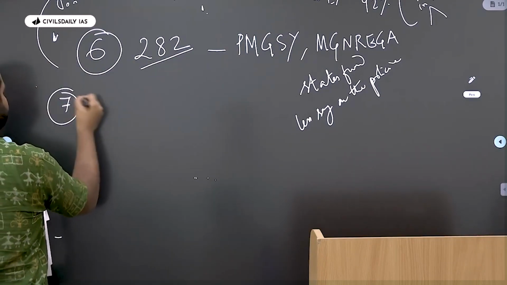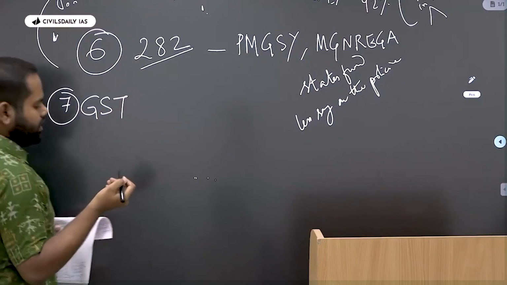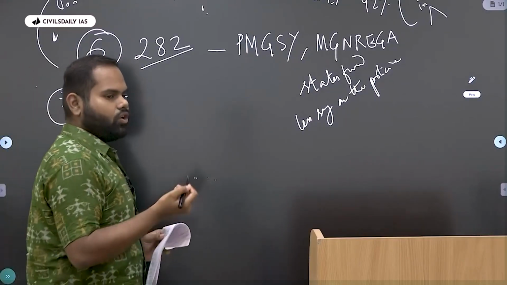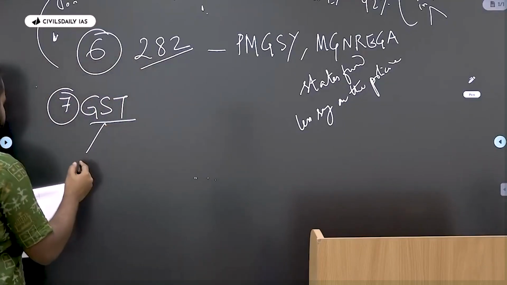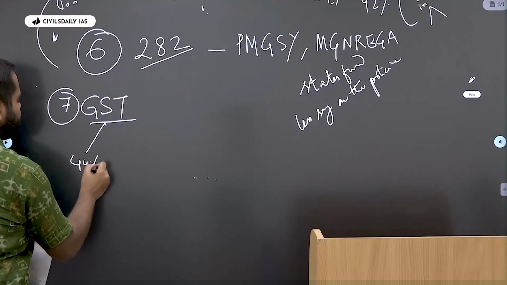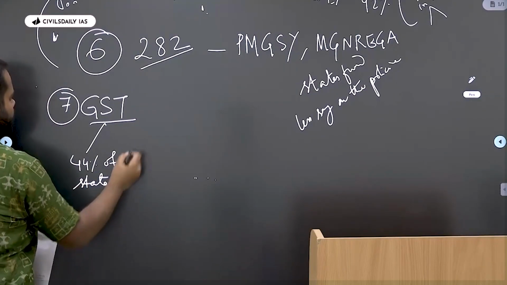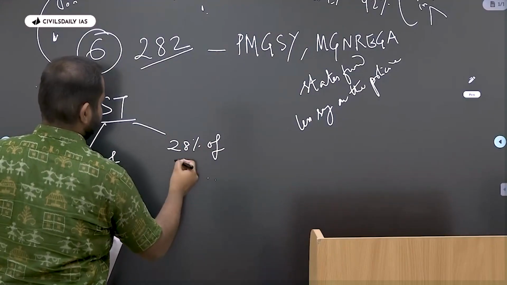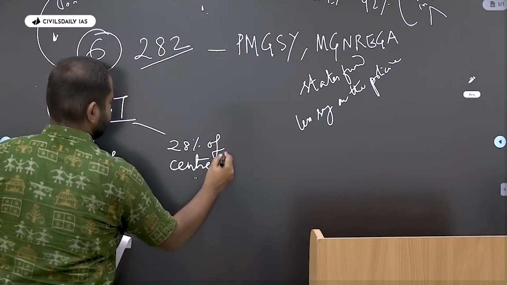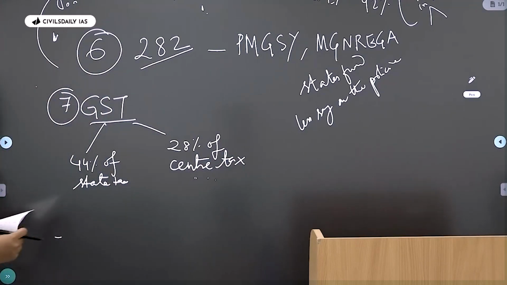Seven, again, GST is a contentious issue, because GST compensation has been in controversy as well. If you see, GST subsumed 44% of state tax and 28% of center tax. So there's an imbalance in that way as well.